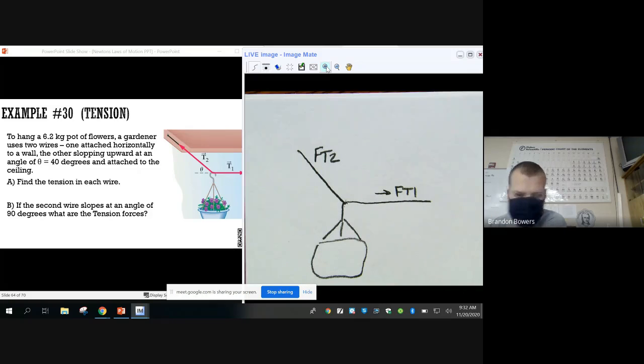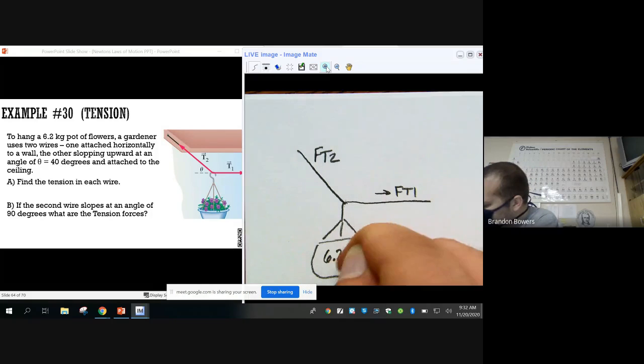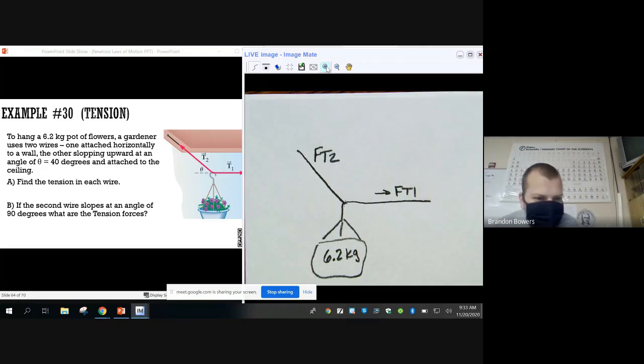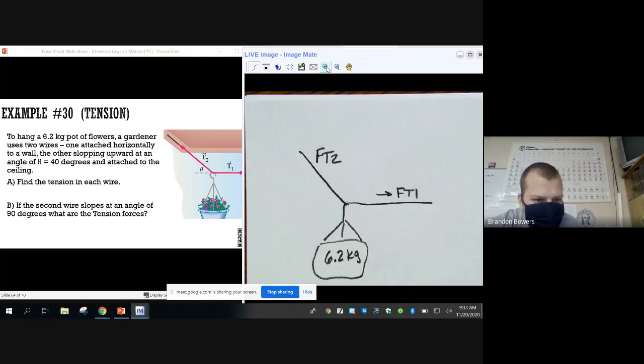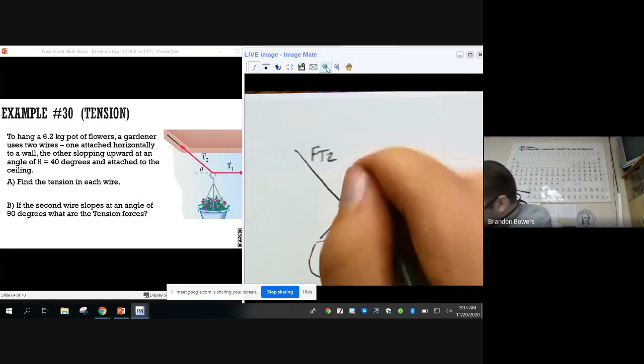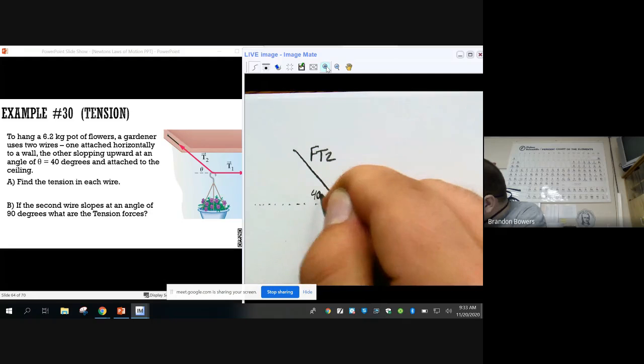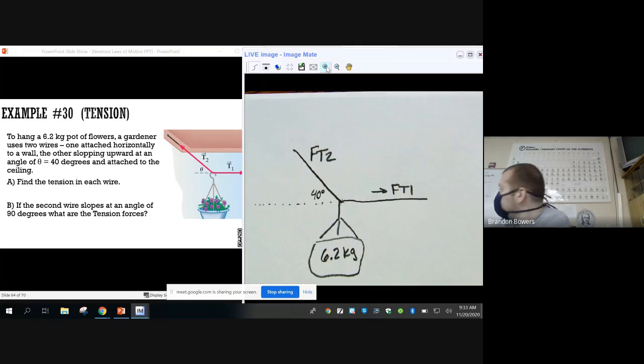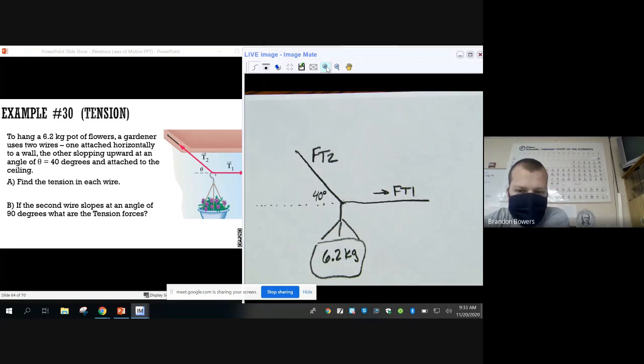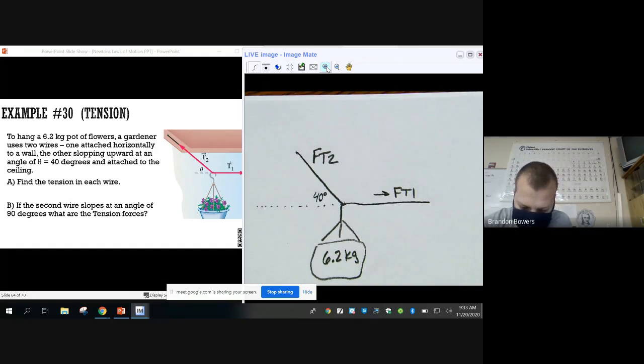There's a hanging pot that is 6.2 kilograms. One of the wires is horizontal. The other is sloping upward at an angle of 40 degrees. So this angle is 40 degrees. And attached to the ceiling. Find the tension of each wire.